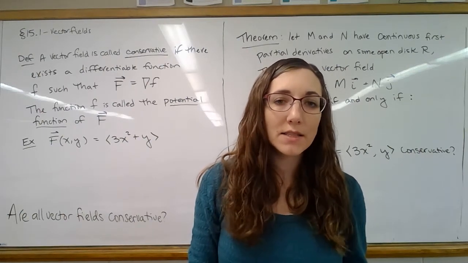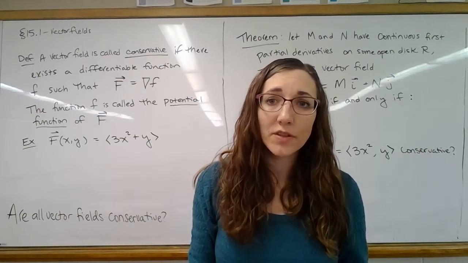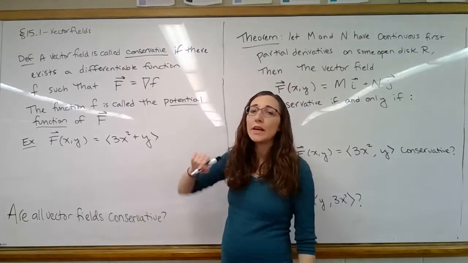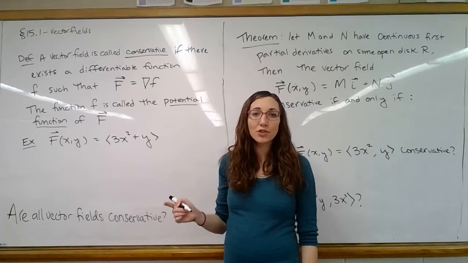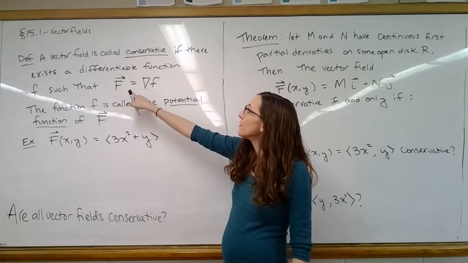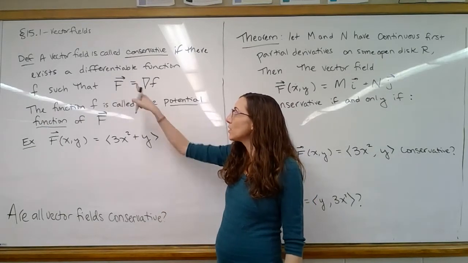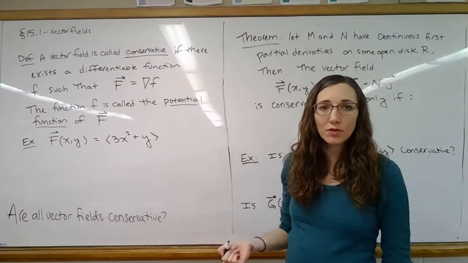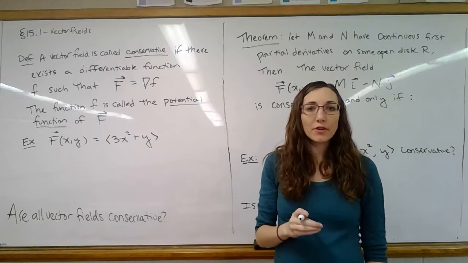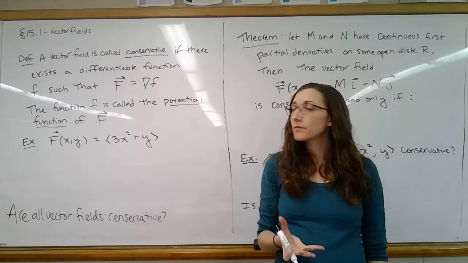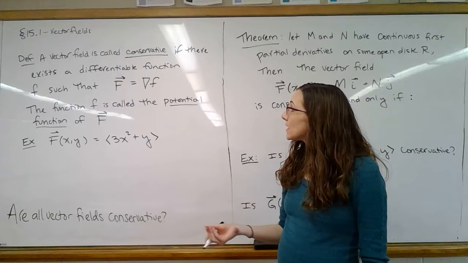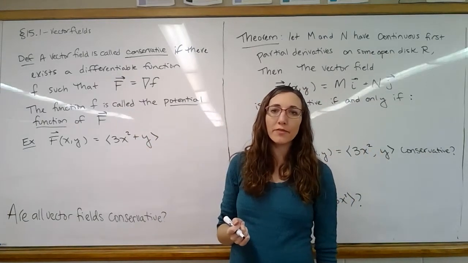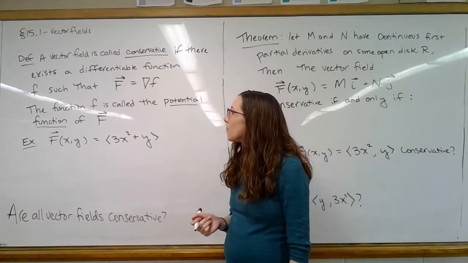All right, so we want to try and classify certain types of vector fields. A definition that we have: a vector field is called conservative if there exists a function, say little f, such that the vector function, capital F, equals the gradient of f. The gradient being that vector valued function that contains the partial derivatives. If it does exist, then that function little f is called the potential function of the vector valued function F.